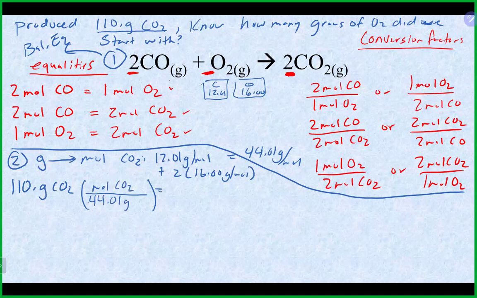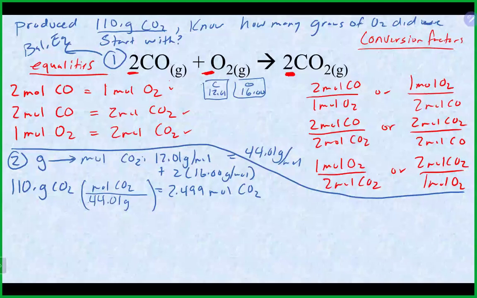And if we got an answer at this point, let's see, my calculator turns on. We're going to end up with, we'll call it, 2.499. I'm not going to round too much right now. 2.499 moles of CO2. So that is your second step, which is whatever piece of information they gave you, you need to get it to grams and then convert grams to moles. Any questions on that so far?